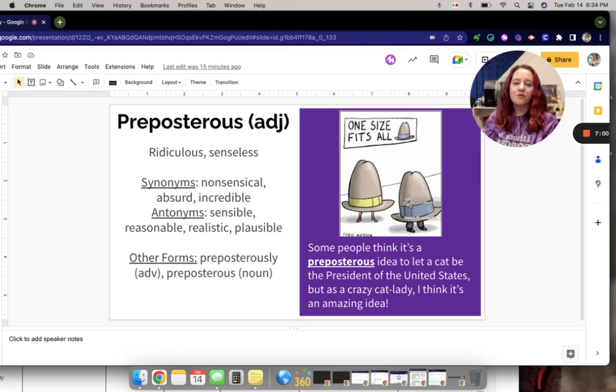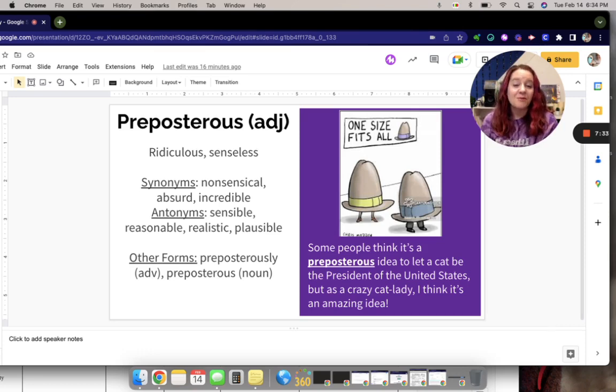Your other forms are the traditional adverb and noun forms. So preposterously with the ly is our adverb, and preposterous can also be a noun. Our picture, I really like this picture. It's a one-size-fits-all hat, but it is an absolutely preposterous concept because their one-size-fits-all means that it goes over the person's entire body. If you look carefully, you can see their little feet coming out the bottom of these giant oversized hats. So what a preposterous hat that is.